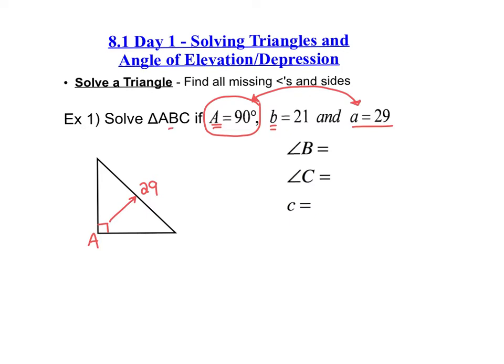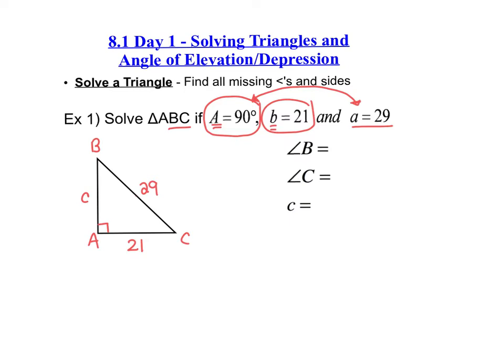Now, the other two angles in my triangle are B and C. It doesn't matter which is which. However, side B is 21, and that has to be across from angle B, so I'm going to call this one 21. And then the remaining side, we're going to call that side C, since that's unknown at the moment. So our task here, I'm going to erase some of these interior angle arrows, excuse me. Our task is to find the measure of angle B, the measure of angle C, and side C.